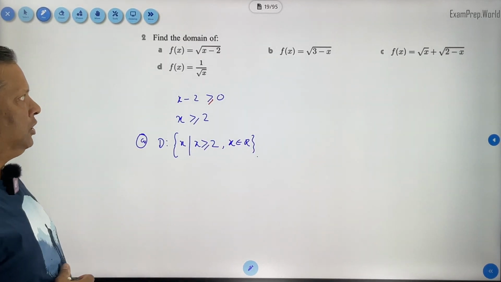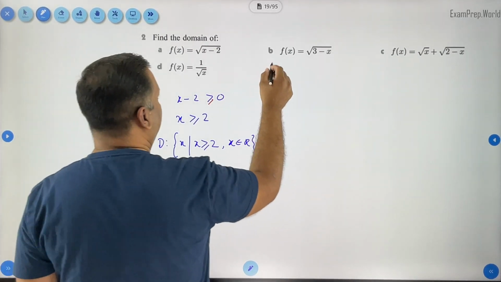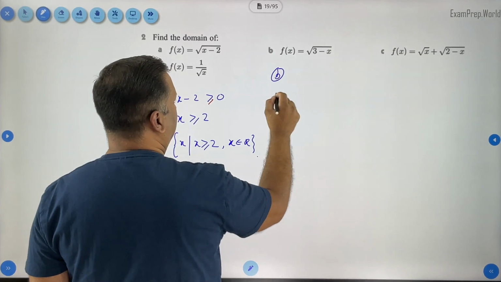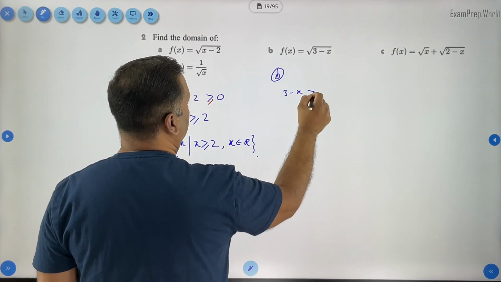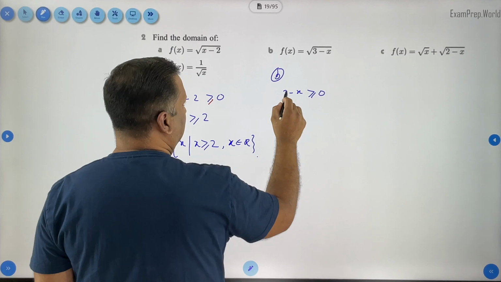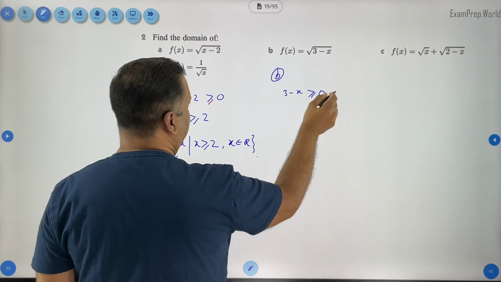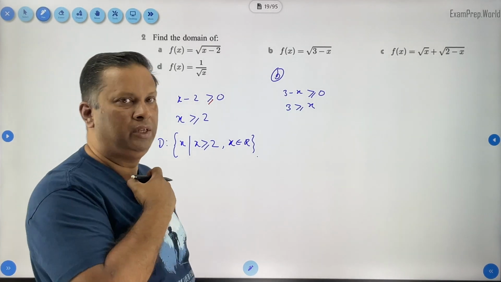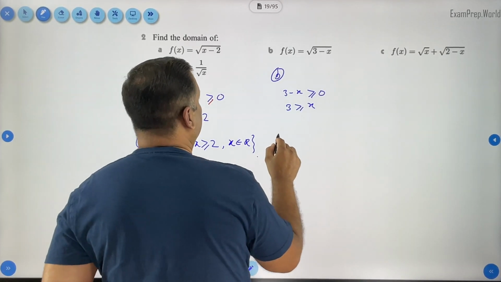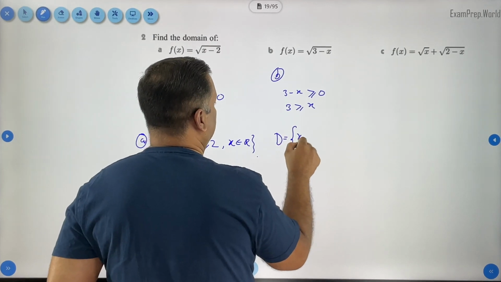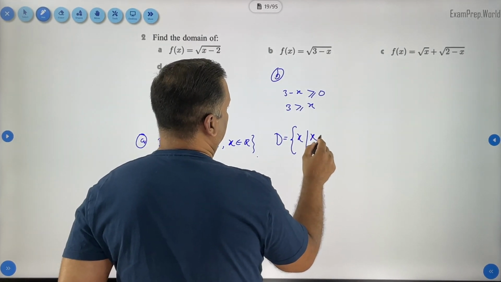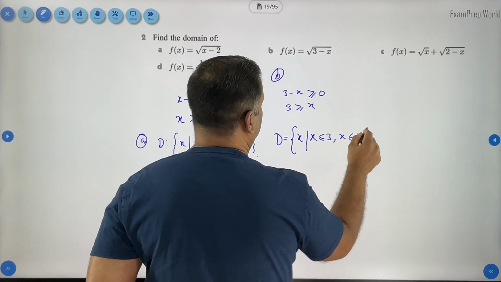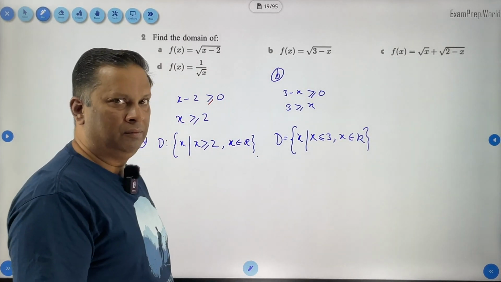Okay. So whenever roots are there, you have to be very careful. For B, what will we do? For B, our rough work will be 3 minus x should be more than or equal to 0, right? So I can take x there. x should always be less than or equal to 3, right? So I can write the domain here, x such that x is always less than or equal to 3 and x belonging to real numbers. Okay, clear?